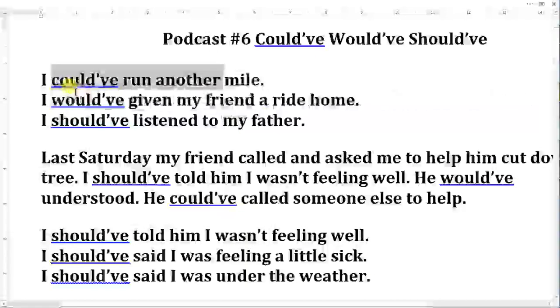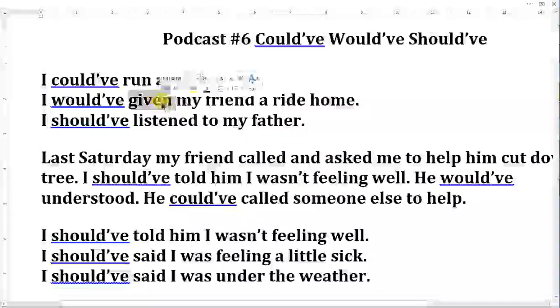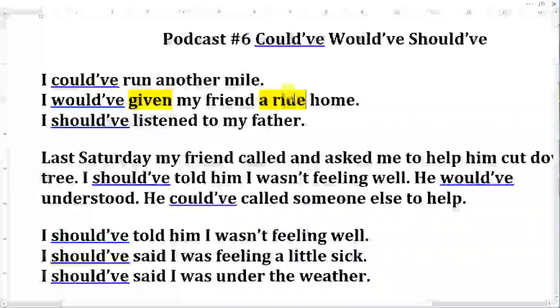I would have given my friend a ride home. Give a ride means to take someone home. Men uni uyiga olib borib qo'ysam bo'lavardi.